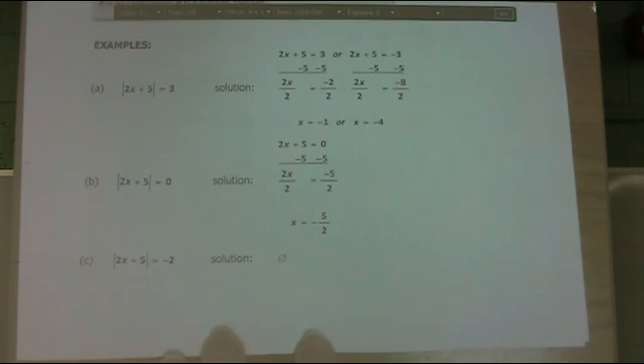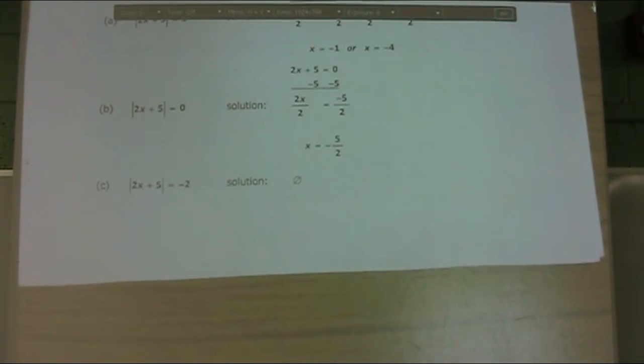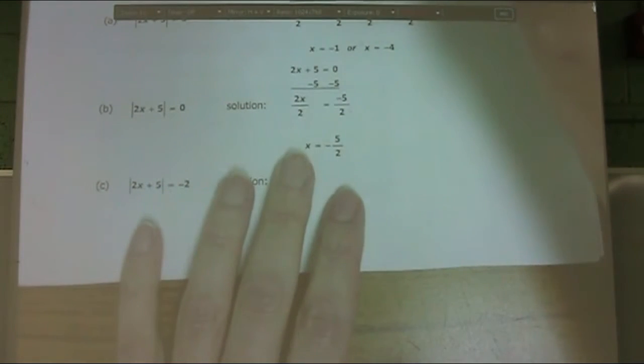And then finally, at the very bottom, we have an example. Absolute value of 2x plus 5 equals negative 2. And we don't have to calculate anything here. Absolute value is never going to be negative. It's always positive. So it can't equal a negative 2. No calculation necessary. My solution is simply no solution. All right? So let's go ahead and turn the page, and we're going to do some examples together.